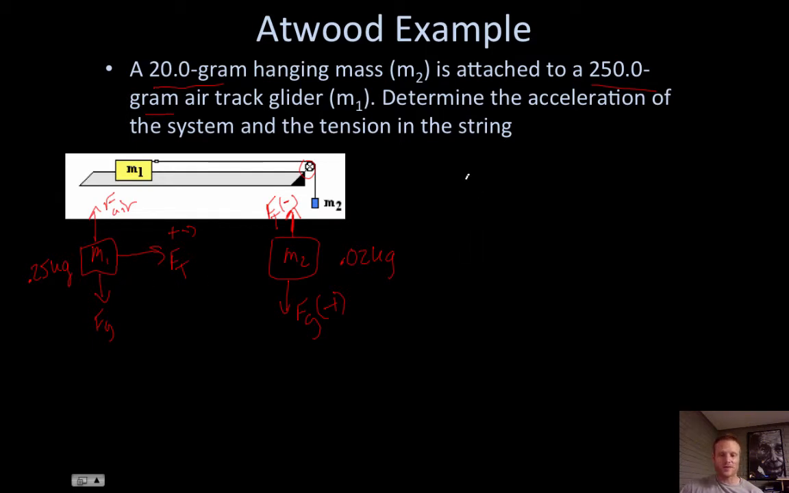Okay, block 1. For block 1, I'm going to say the F net on block 1, which is going to be in the x direction, because that's the only thing that's not being balanced, is equal to the force of tension, which is equal to mass times acceleration. Basically the net force is equal to the force of tension, which is equal to mass times acceleration.